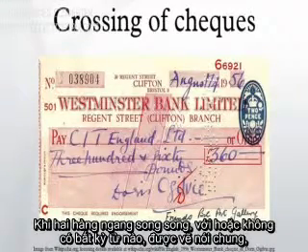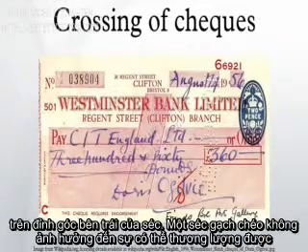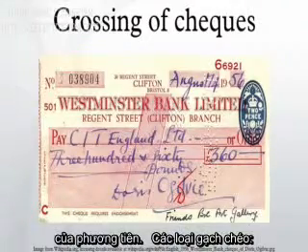When two parallel transverse lines, with or without any words, are drawn generally on the left-hand top corner of the check, a cross check does not affect the negotiability of the instrument.